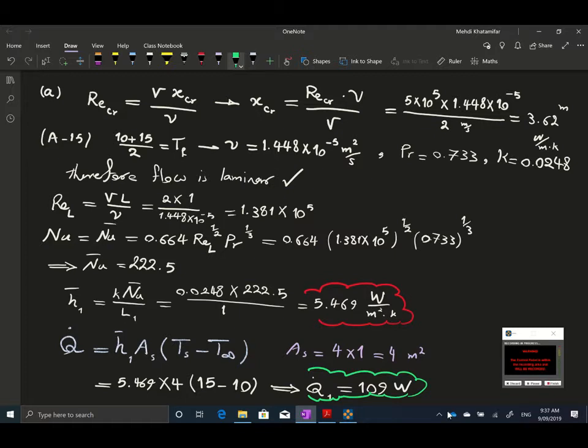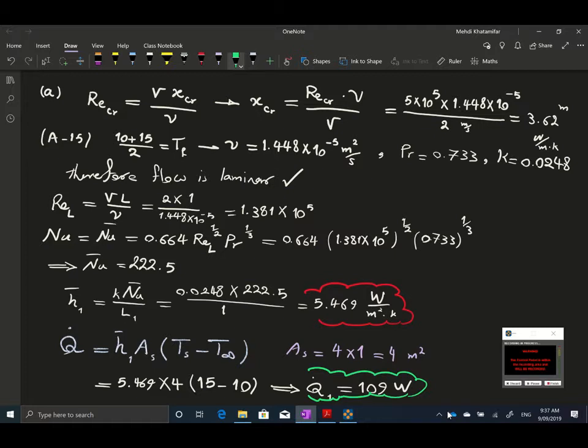So this is the general procedure we have for all convection questions. You need to check what type of flow we have, and then if flow is external flow, you don't need anything extra. You need to check if the question asks for local or average, find Reynolds number formula, find H, and then find Q dot or heat flux.